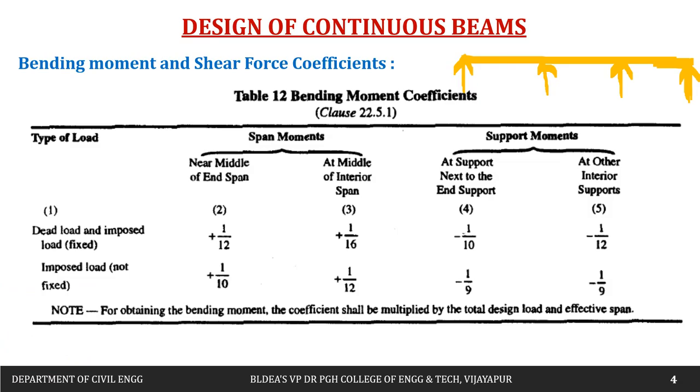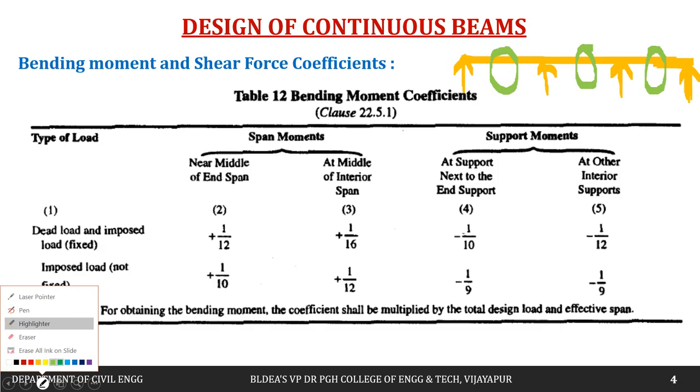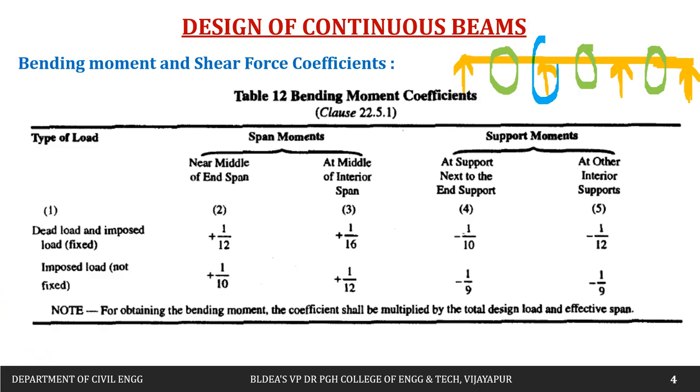So for example, at the center we can have the span moments. Then next, at the supports we can have the support moments. So that is what they have given here, span moments as well as support moments. Span moment means these values, so here what coefficient we have to take. Then support moment means these values we have to take. So at the center we have span moments, at the support we will have support moments.